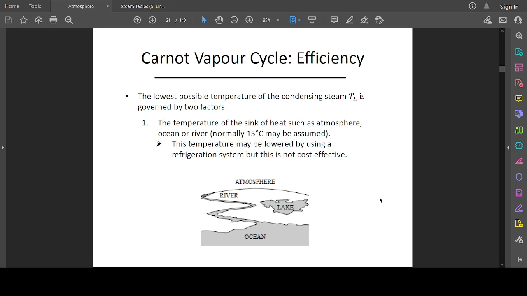So the lowest possible temperature of the condensing steam, which is the temperature at the lower reservoir, is governed by two factors: the temperature of the sink of heat, such as atmosphere, ocean, or river. So normally the ocean is measured as an average temperature of 15 degrees Celsius. Okay, this temperature may be lowered by using a refrigeration cycle, but this is not cost effective. Okay, imagine trying to cool down the temperature of a lake using a refrigeration cycle. So it's very, very expensive to do that.